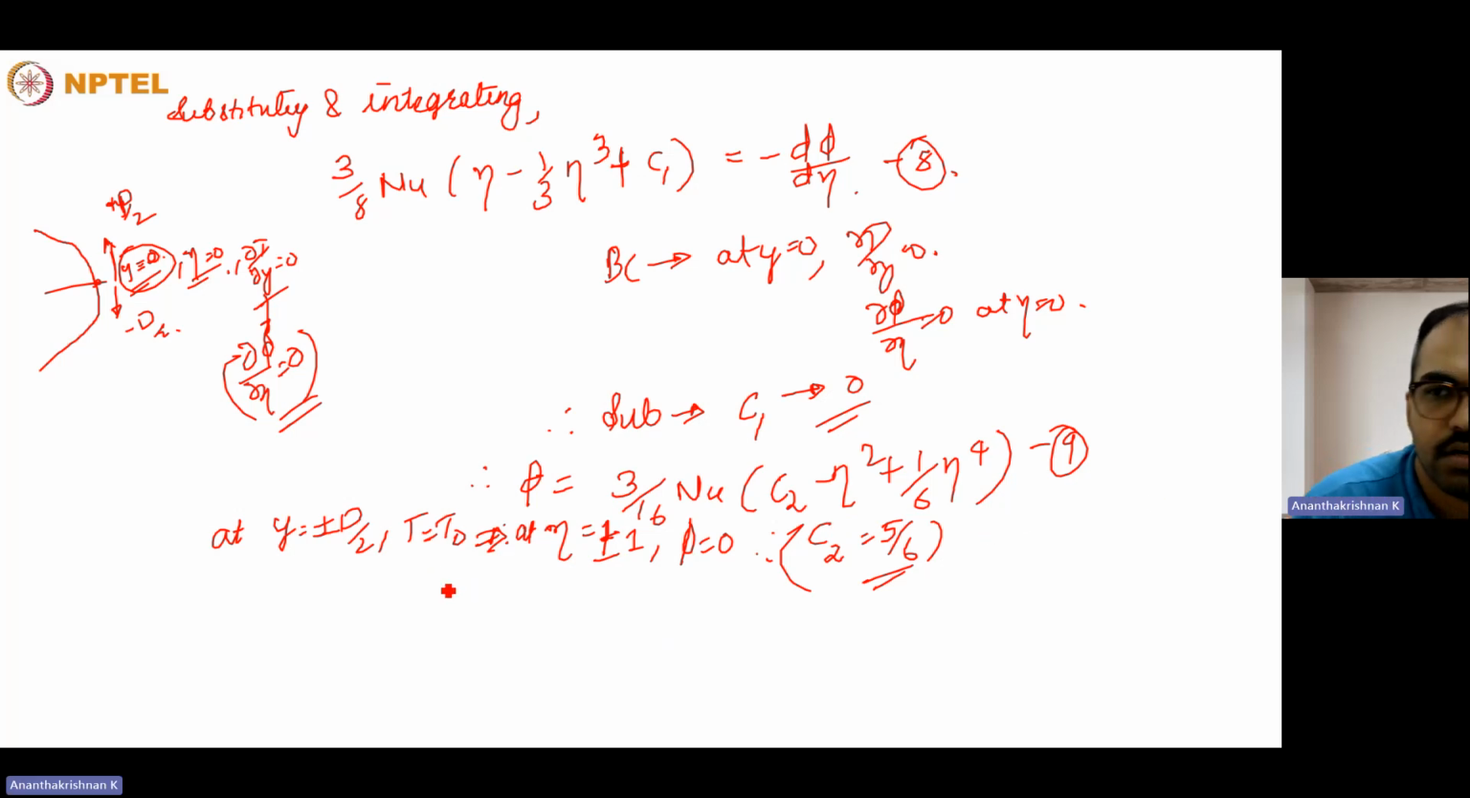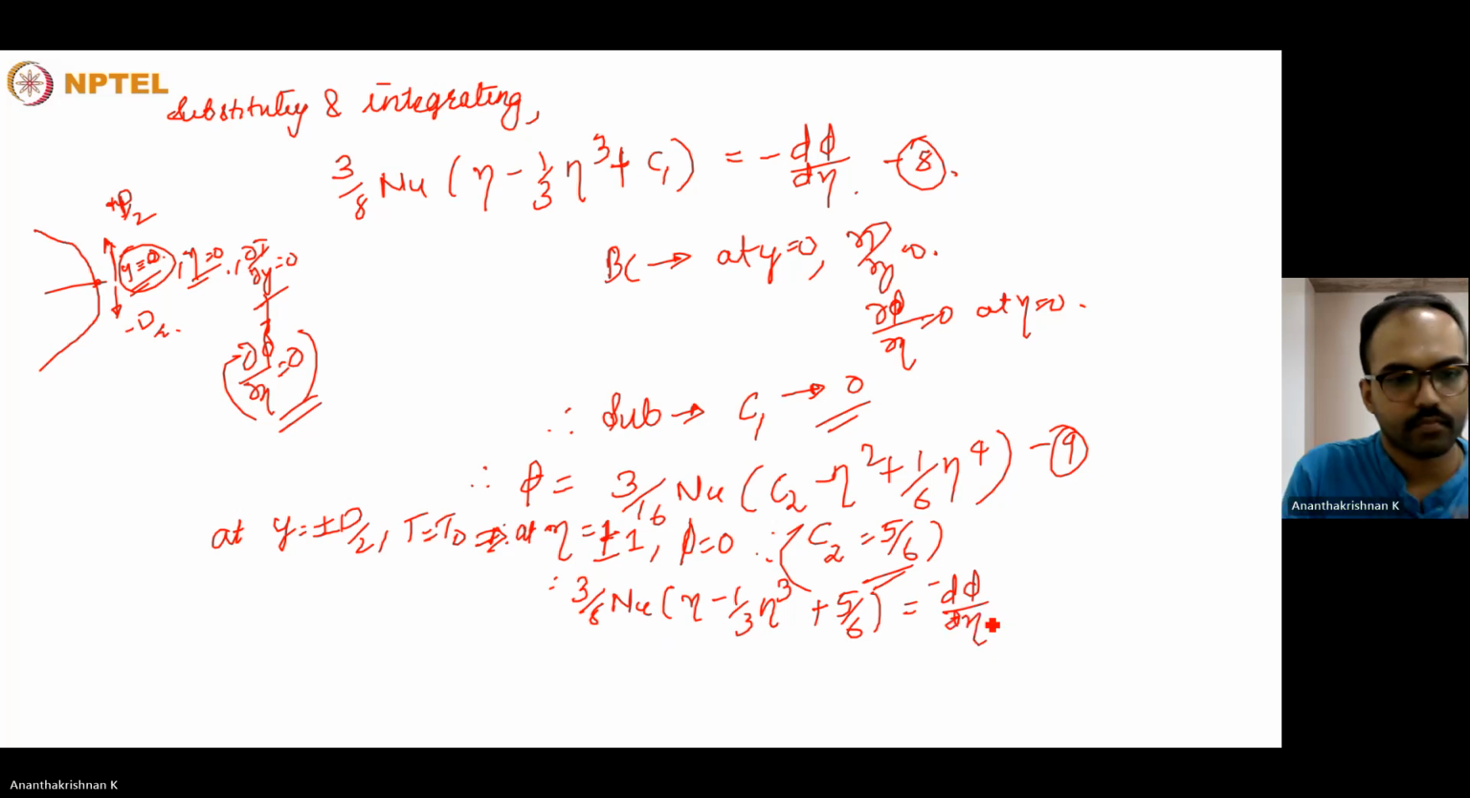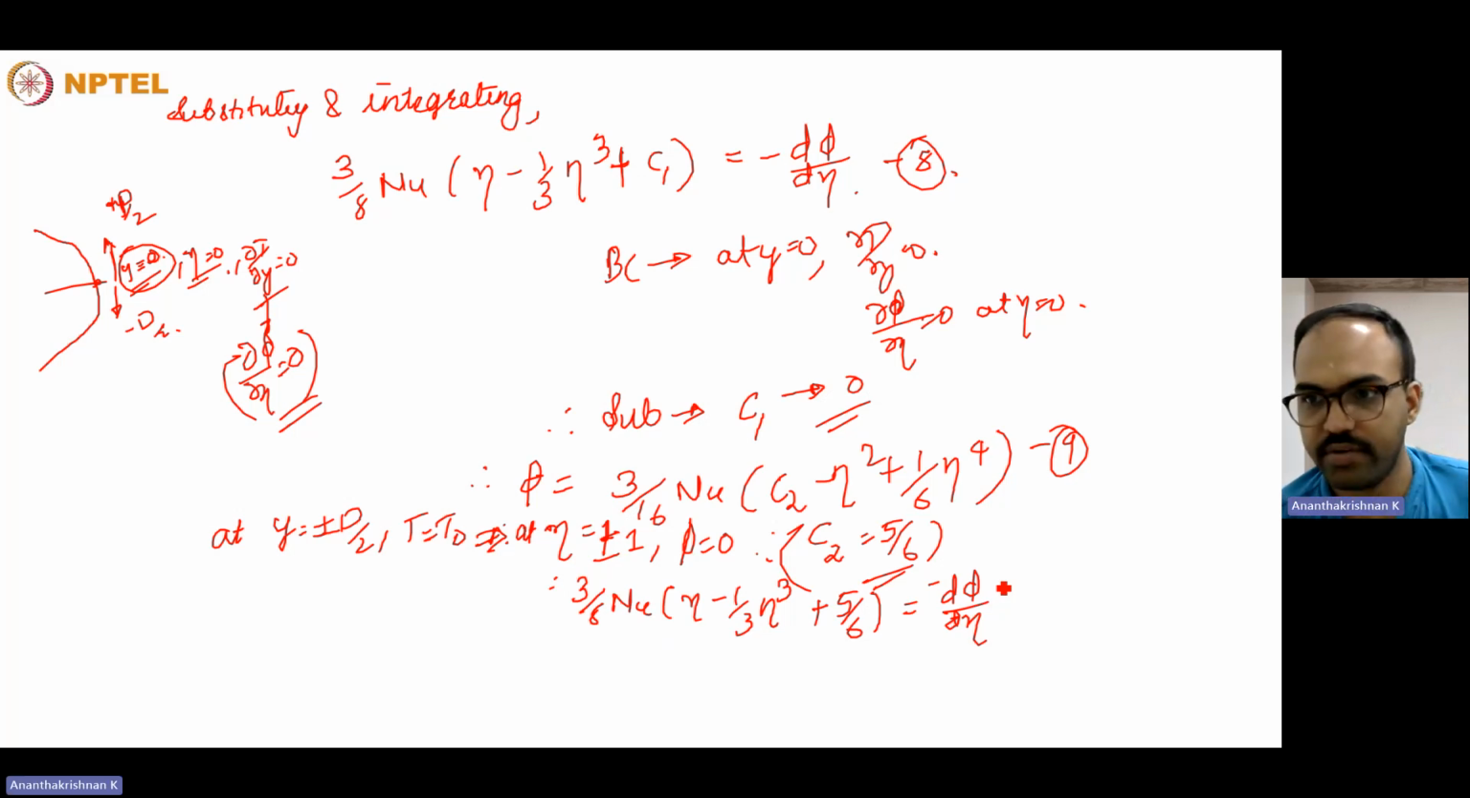Substituting, this equation will reduce to 3 by 8 Nusselt number eta minus 1 by 3 eta cube plus 5 by 6 is equal to minus of dou phi by dou eta. So that is very straightforward. Now what we have to determine is the value of Nusselt number. So that requires a bit of ingenuity. We have to actually determine the Nusselt number such that the condition of the mean temperature holds true.